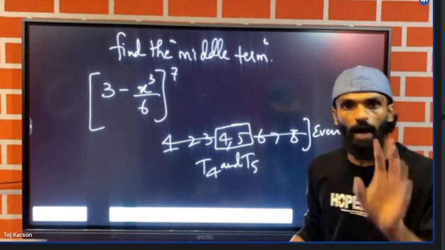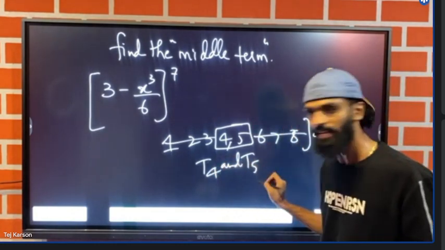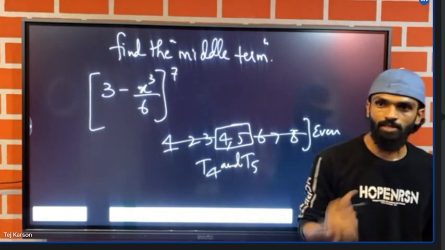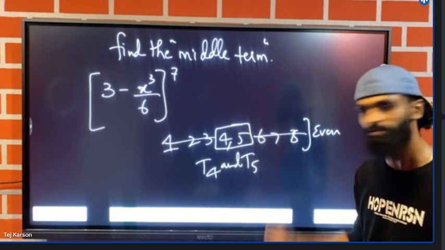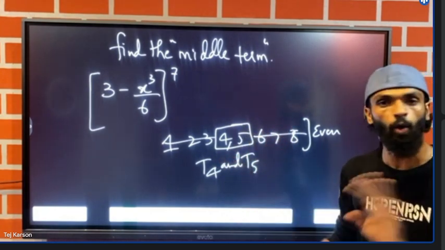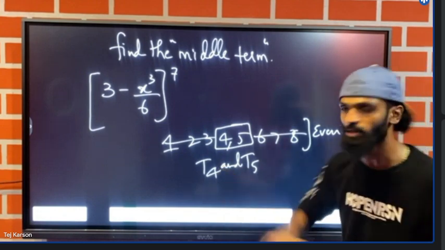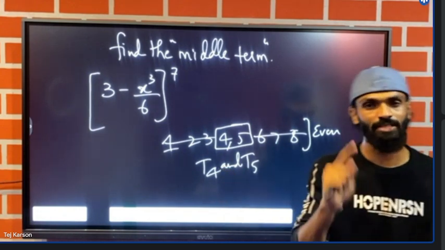Now, what is my job? I'm supposed to find the value of T4 and T5. I'll tell you what you might ask me right now. Sir, what if I get confused and only find T4, or only find T5? Will I get marks if I find one of them? No, you won't get marks. Even though your T4 term is correct, they won't even give you half a mark.